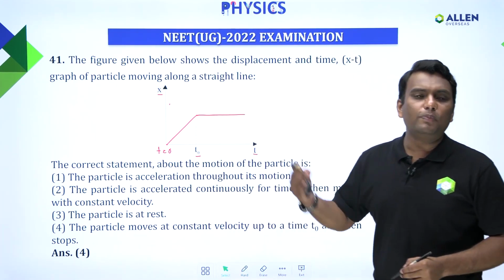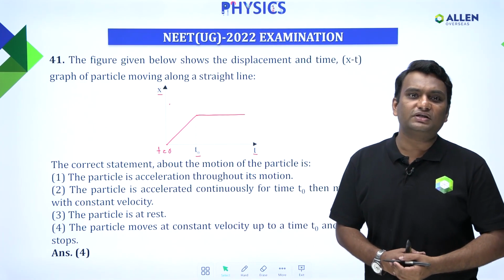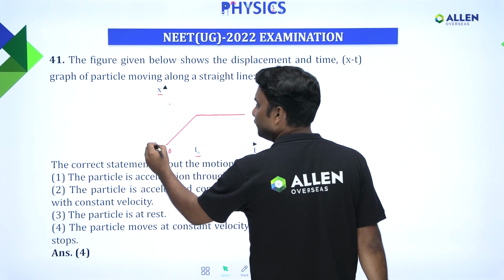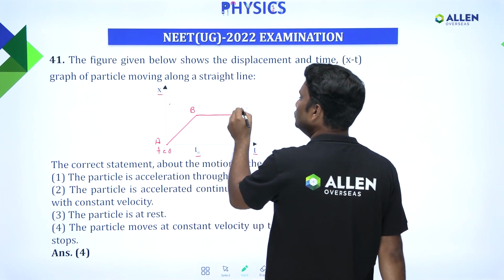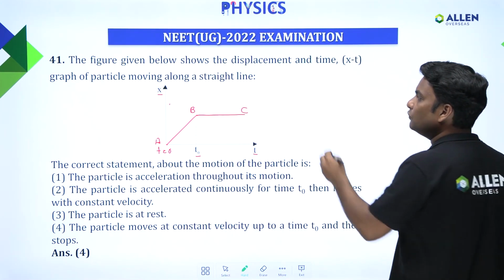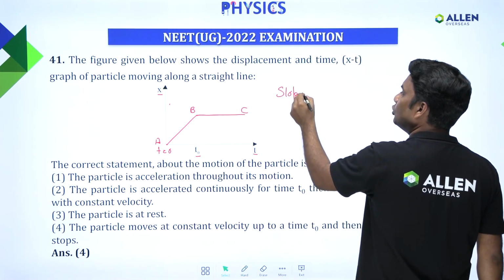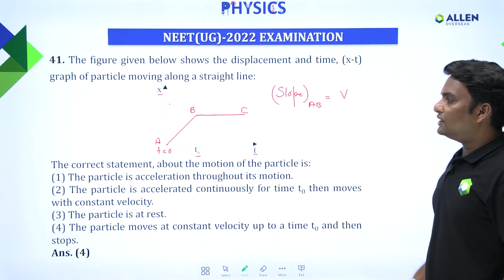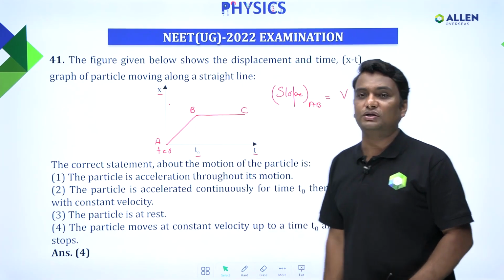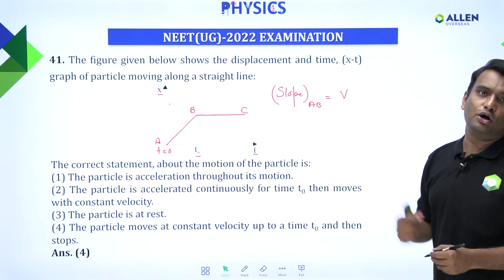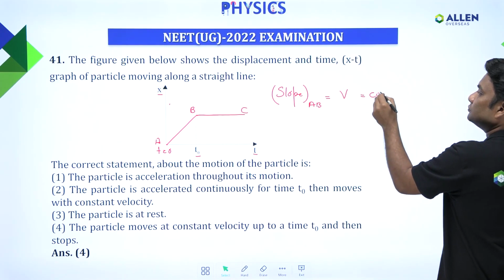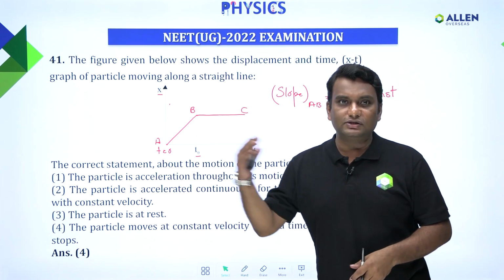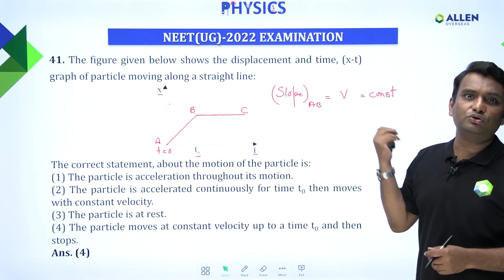We know that the slope of the displacement time graph is going to give us the information about the velocity. So we break down our journey into two parts, from A to B first and then from B to C. If I interpret the slope from A to B, which is going to give us velocity, the slope is constant, and if slope is constant, my velocity is also going to be constant, because it is a straight line.